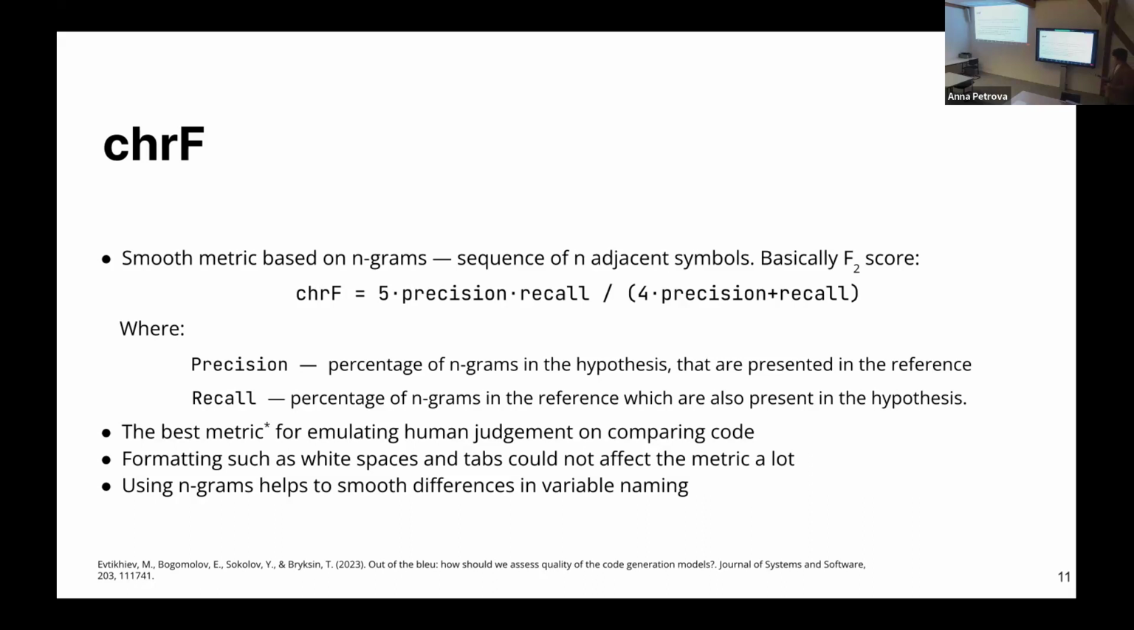So how does this metric work? Basically, this metric is an F2 score based on n-grams. That means that we have n-grams, which are just n adjacent symbols in the string. For the string "dem", it will be "de", "em" and so on. And after that we calculate precision, which is just the number of n-grams that are in the reference.